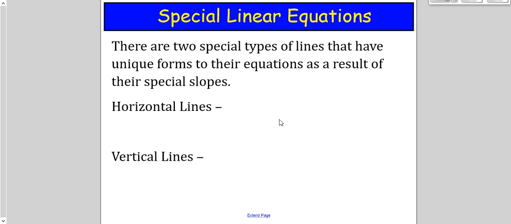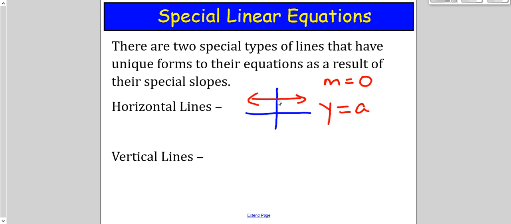We have two very special lines. We have horizontal lines. So horizontal lines would be a line that looks like this. These have slopes that are zero. They are flat. There's no slope. There's no increase or decrease to this line. It's just a flat line. And these flat lines are written as y equals, let's say A. So that's where A would be on your y-axis. Wherever it cuts through your y-axis, that would be your equation of the line.